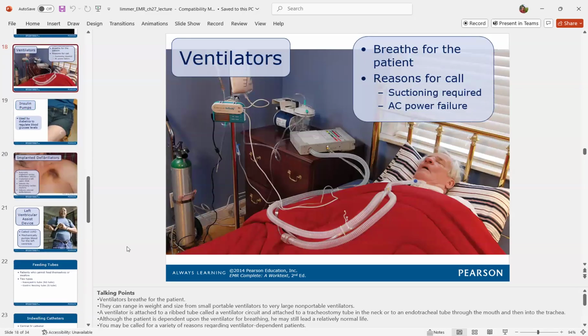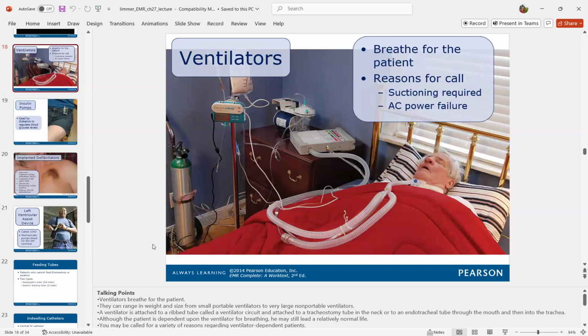Ventilators breathe for the patient. They range in weight and size from small portable ventilators to large ones. The ventilator in this room is this little white box right here. There are some that are huge, like the size of this dresser. It just depends on what kind of ventilator they're attached to. The ventilator is attached to a ribbed tubing called the ventilator circuit, and attached to a tracheostomy tube. So this is the circuit tubing going around here, and then this is the stoma opening where it's attached at the trachea.